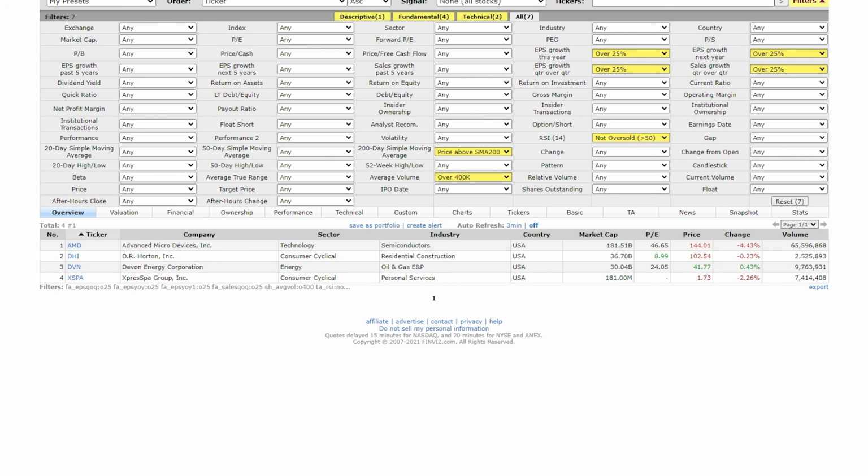And there you go. It's going to give you some strong companies with great earnings recently, which most of the time means they're going to be doing really good.